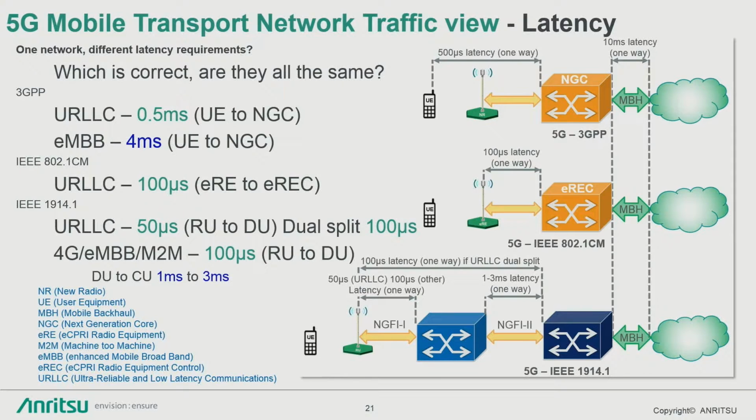So in the case of ultra reliable low latency communication with a 50 microsecond one-way latency, that's tight, that's very small. I need to have that DU functionality either co-located to my radio unit or in the radio unit itself. That's your V2X application. Versus my enhanced mobile broadband, that's 4 milliseconds for my device, my UE, all the way back to my next generation core.